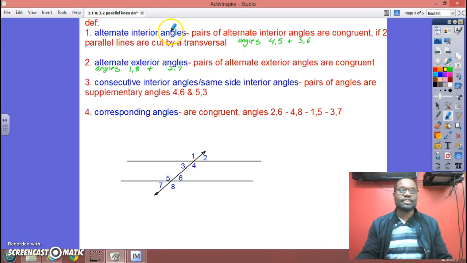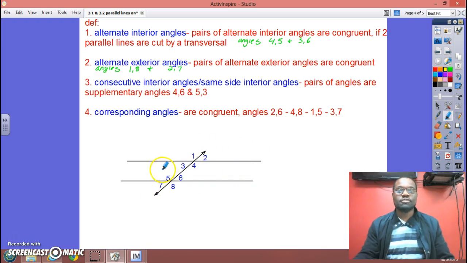Alternate interior angles. The interior of this picture is between the two parallel lines. So anything that's between the parallel lines, not just on this picture but any picture, is called the interior, and the exterior is outside the parallel lines. So interior is 3, 4, 5, 6. Exterior would be 1, 2, 7, 8. Whenever you're talking about alternating, you're talking about on either side of the transversal. So here's a parallel line, here's a parallel line, here's a transversal.